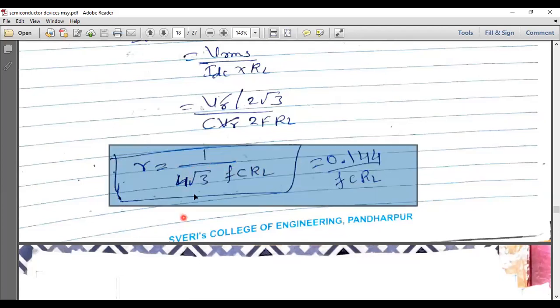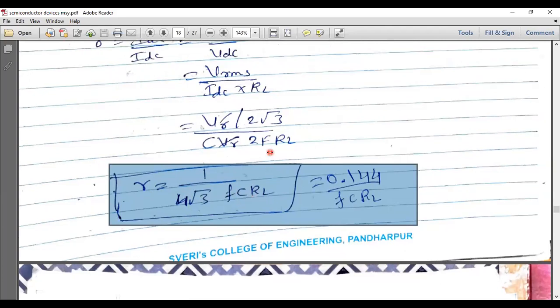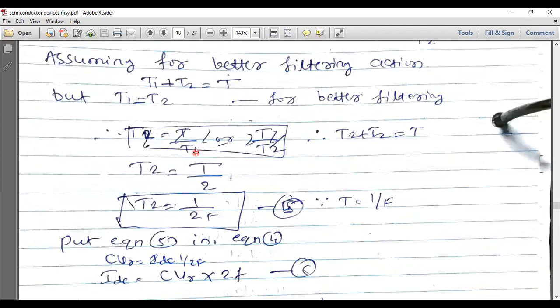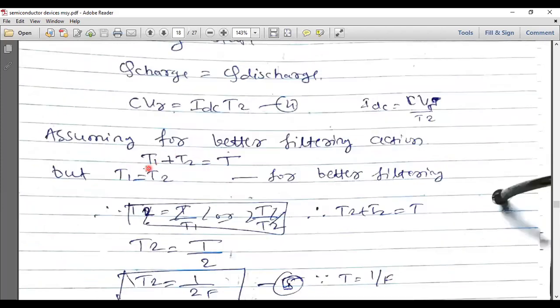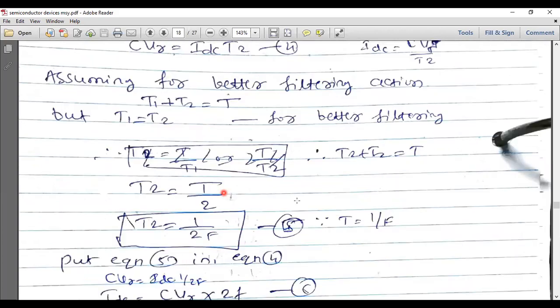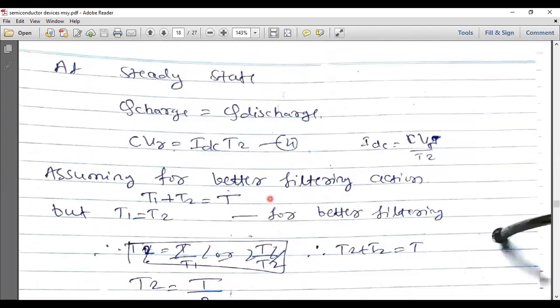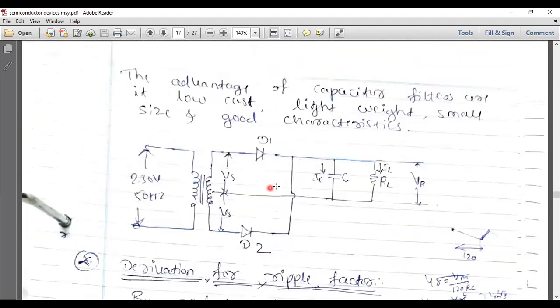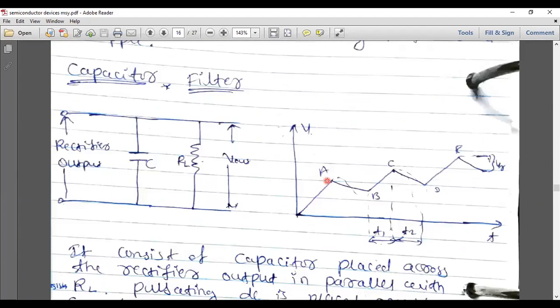r equal to 1 by 4 root 3 f C R L. This derivation is a bit complicated, and even after going through it you may not understand, and you will get confused, because in terms of time period, T1 plus T2 equal to T, if T1 equal to T2, what happens, and so on, all based on frequency. So now you know the importance of filtration. What is the importance of filtration? Any doubt?